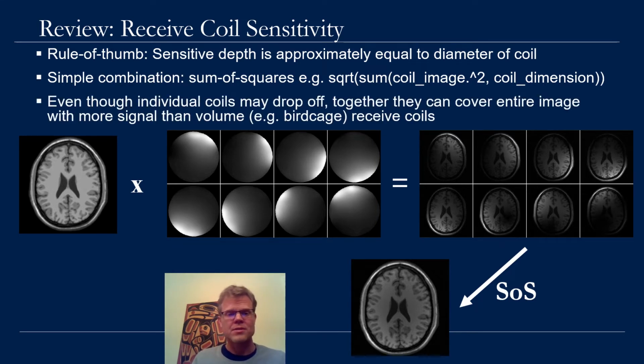What happens is, even though the sensitivity of these individual coils may drop off, together they're going to cover the entire image with actually better signal than our larger volume type coils. So it's advantageous from a signal to noise point of view to use these local RF coils.